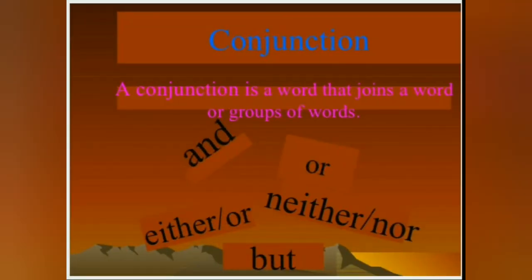And next, conjunction. A conjunction is a word that joins a word or groups of words. For example, and, or, but, either, or, neither, nor. A conjunction connects nouns, noun phrases, clauses, or sentences together. For example, Pinky loves chocolate and chips. She loves pasta, but she hates pizza. In these sentences, and and but are examples for conjunction.